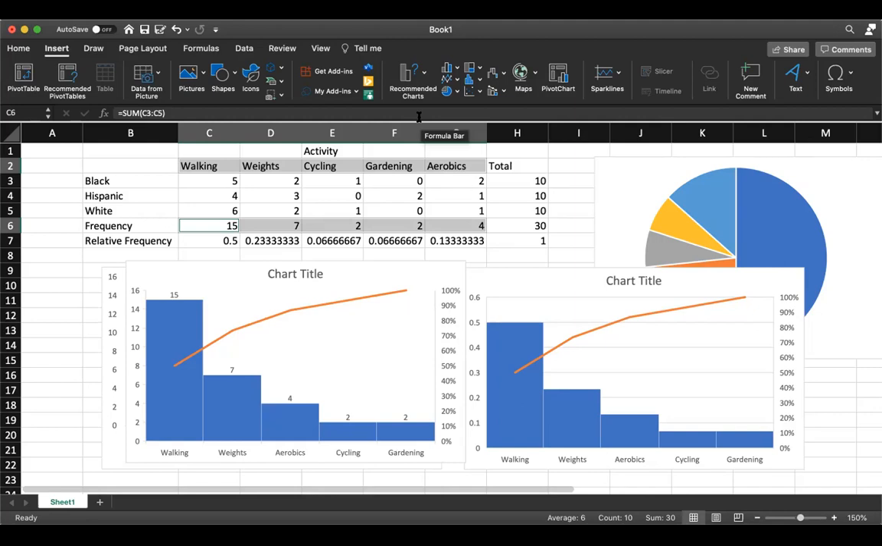Whenever I highlight the walking, weights, cycling, gardening, aerobics row, I can still click into the charts. But once I start highlighting the frequency row, all of those other pictures gray out for me. That's the same for me over here as well. All of mine are grayed out. I can click the charts, but it says recommended charts doesn't support multiple ranges. Same. Your setup is just like mine?